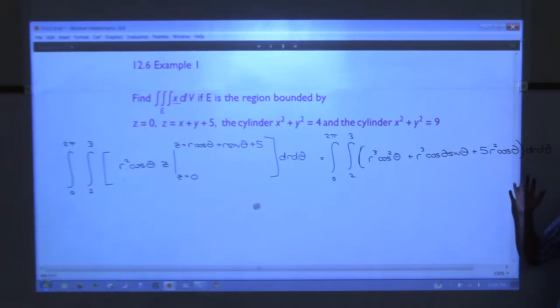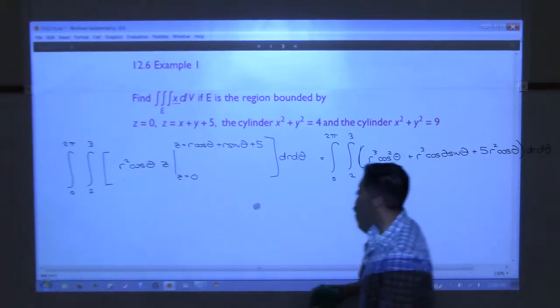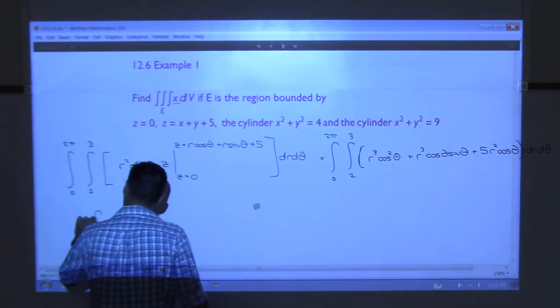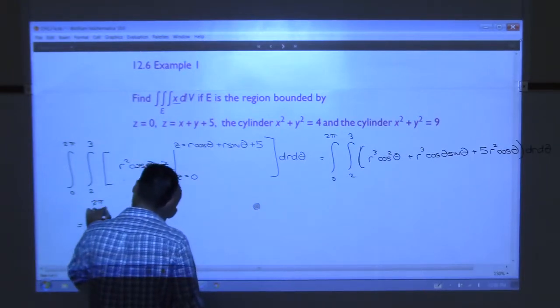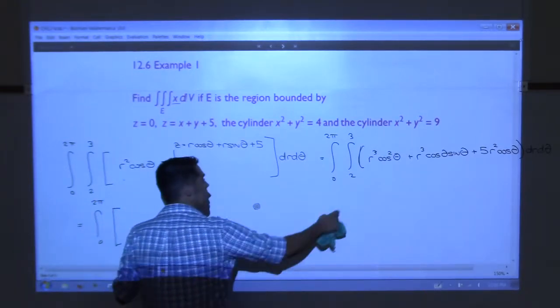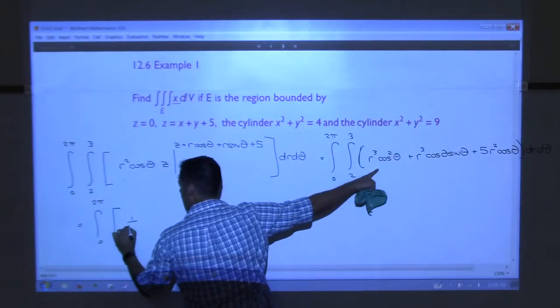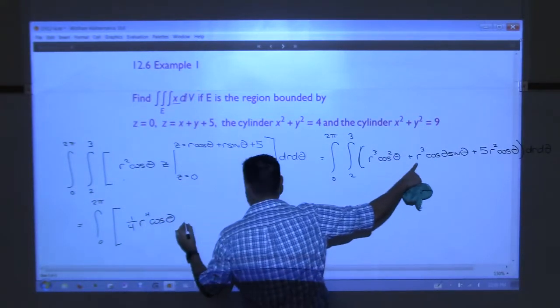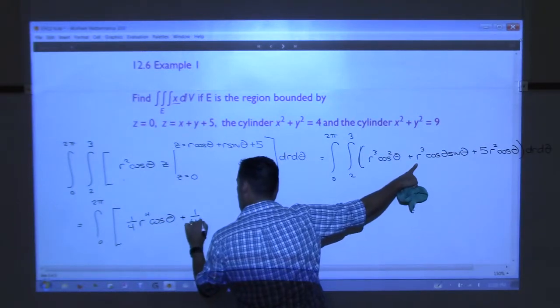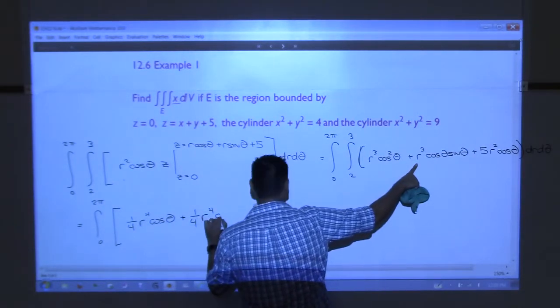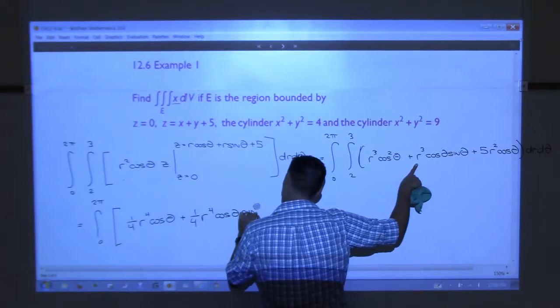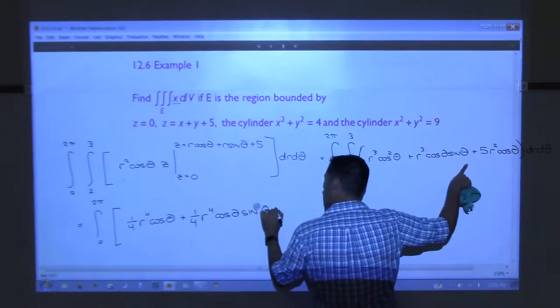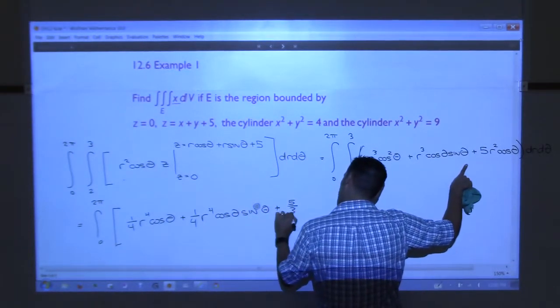Thetas are just like constants. So when I integrate with respect to r, theta goes from 0 to 2 pi. The antiderivative of this with respect to r is 1/4 r to the 4th cosine theta. The antiderivative of this is 1/4 r to the 4th cosine theta sine theta, and then plus 5/3 r cubed.